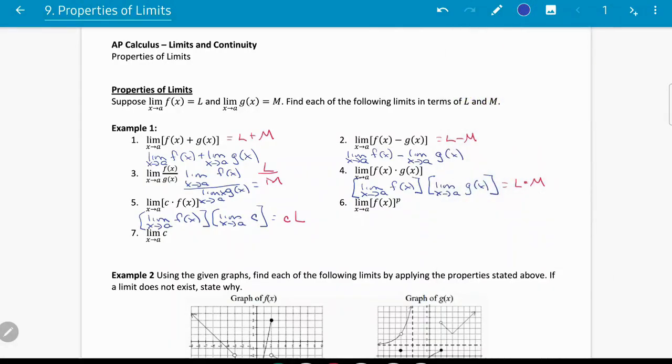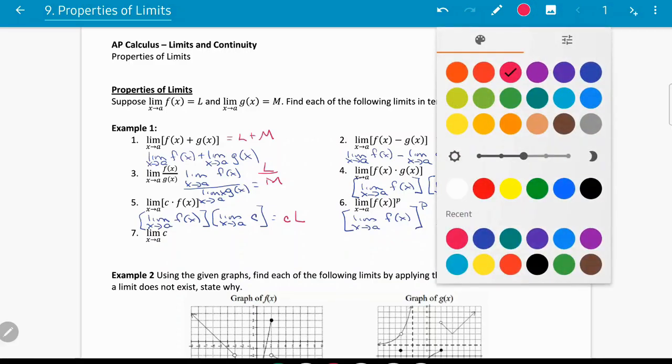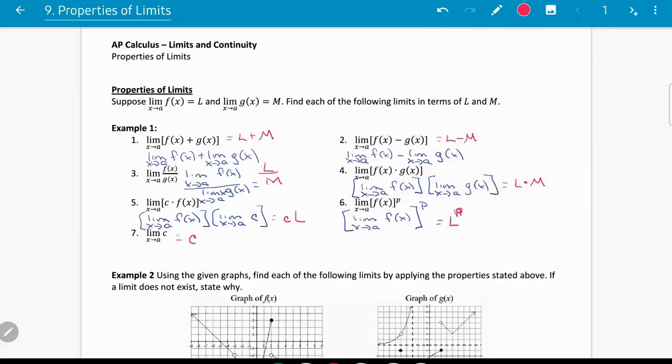Now we can expand upon the product property, and so the limit as x approaches a of f of x, raised to the p, because it's the same as multiplying it out p times, is simply going to be L to the p. And the last one that we saw, we used in number 5, the limit as x approaches a of c is simply c.